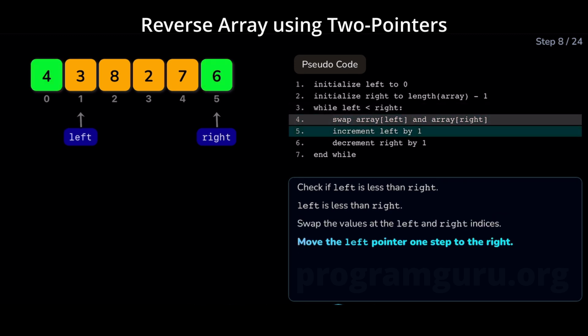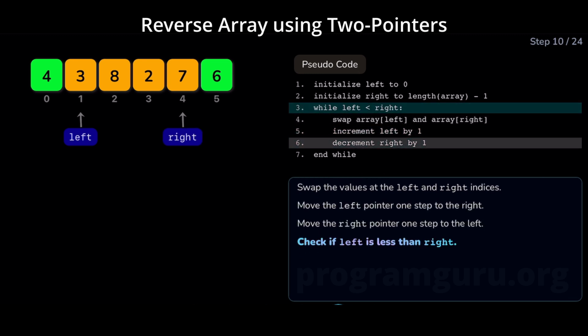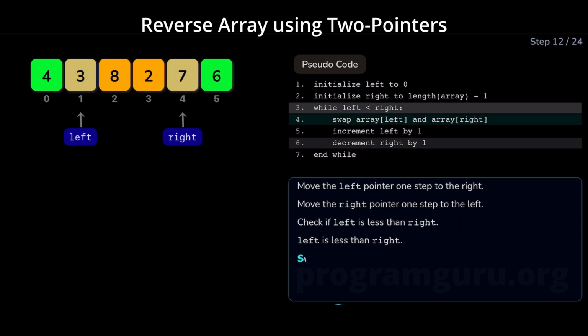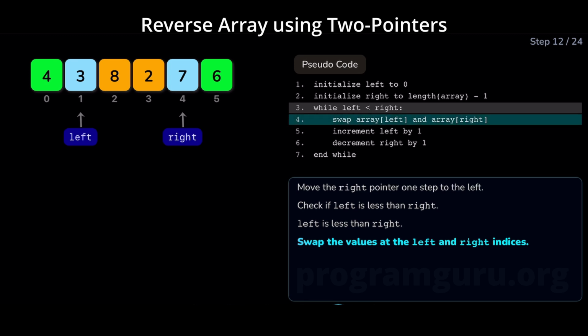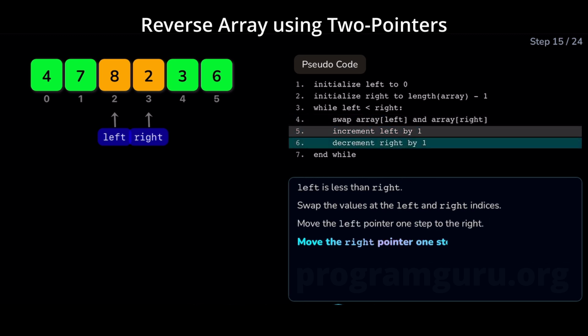Then we move the left pointer one step to the right, and we move the right pointer one step to the left. Again, we check if left is less than right. Left is still less than right. We swap the values at the left and right positions. We move the left pointer one step to the right, and the right pointer one step to the left.